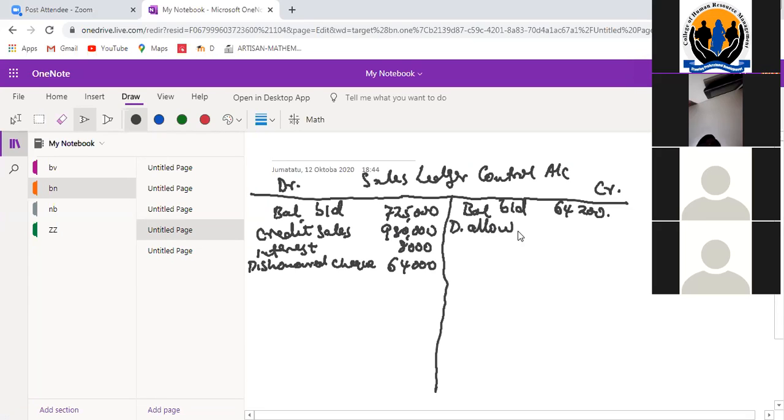Discount allowed, that is amounting to how much? 30,400. It is reducing that. Next.